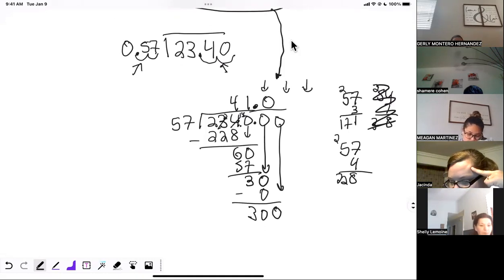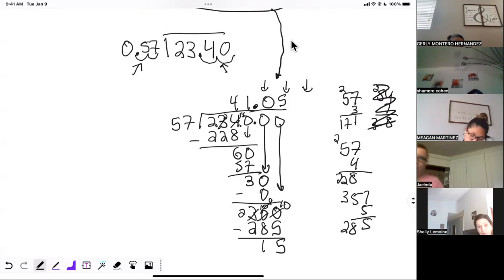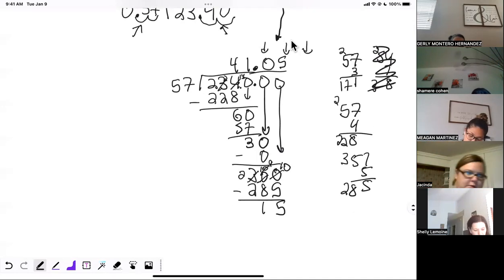So how many 57s are in 300? I'm thinking 5. 57 times 5, 35, 25, 26, 27, 28, definitely 5. Okay, 5. That's 285. Subtract. Okay, I'm going to borrow. That becomes a 2. That becomes a 10. That becomes a 9. And that becomes a 10. Ooh, okay. 5, 1, 15. 15. Okay, now I have one more decimal place to do.